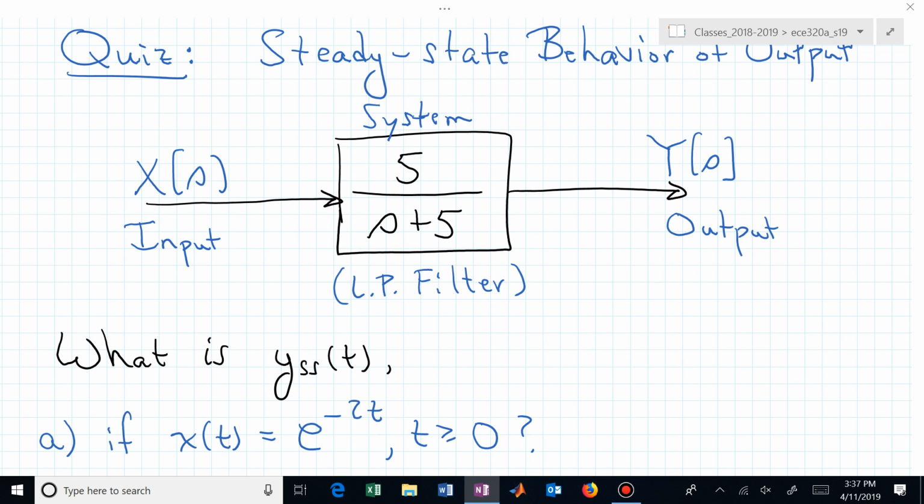Did you have a question? That's supposed to be a 2. That's an exponent of 2.